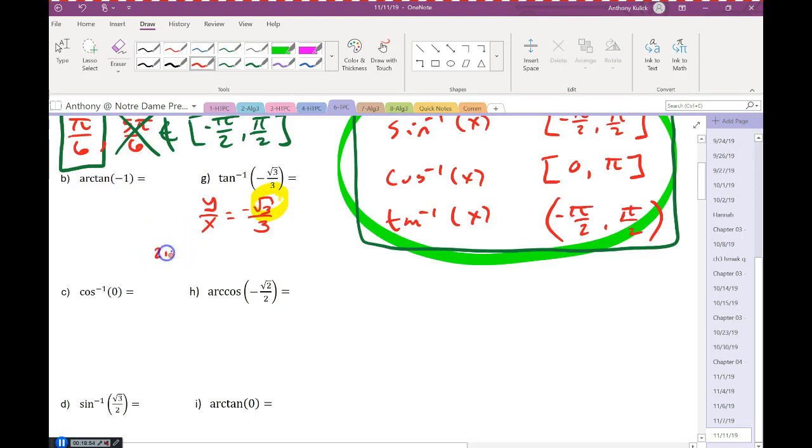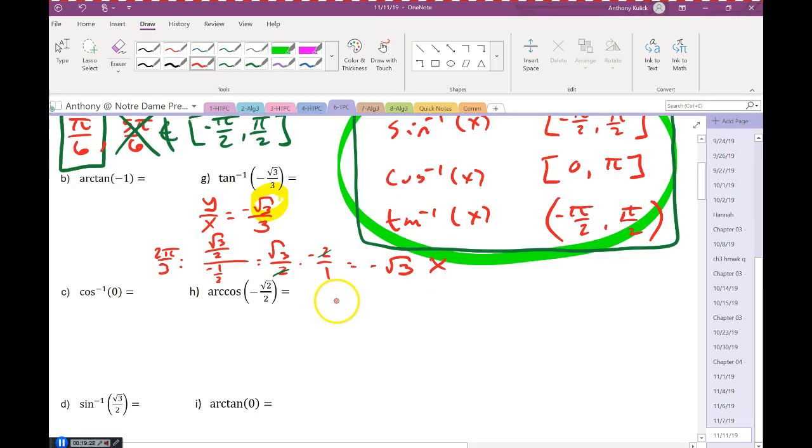All right. So if I am looking at 2 pi over 3, if I do y over x, that's square root 3 over 2 over negative 1/2. To divide fractions, I multiply by the reciprocal. And that gives me negative square root 3. That's not what I want, right?